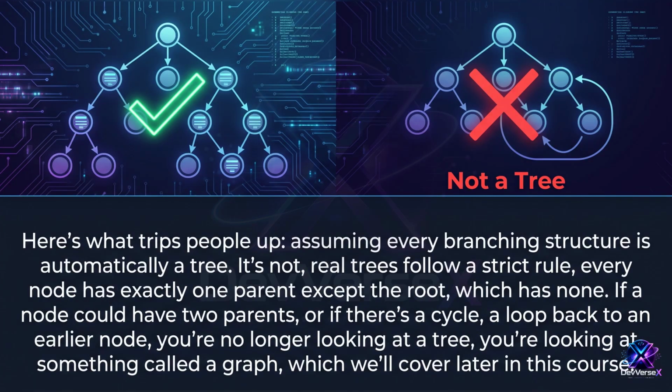Here's what trips people up: assuming every branching structure is automatically a tree. It's not. Real trees follow a strict rule. Every node has exactly one parent except the root, which has none. If a node could have two parents, or if there's a cycle, a loop back to an earlier node, you're no longer looking at a tree, you're looking at something called a graph, which we'll cover later in this course.